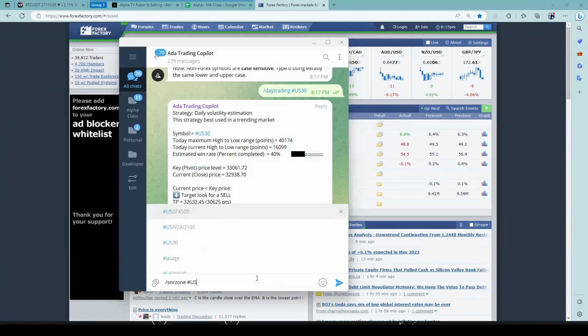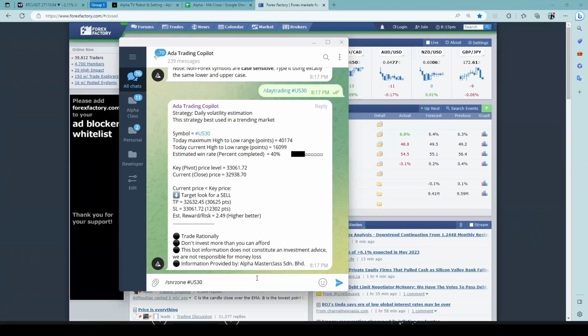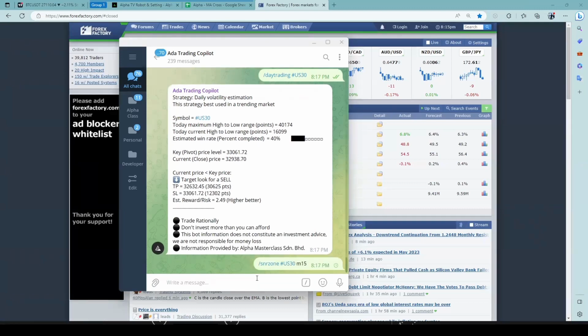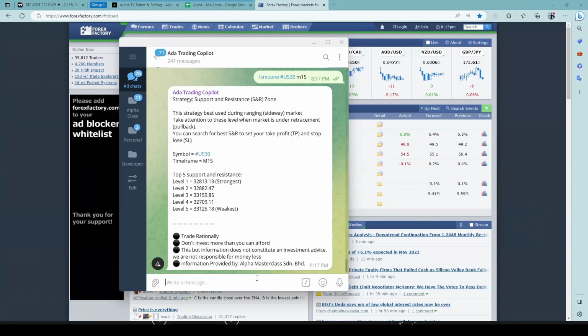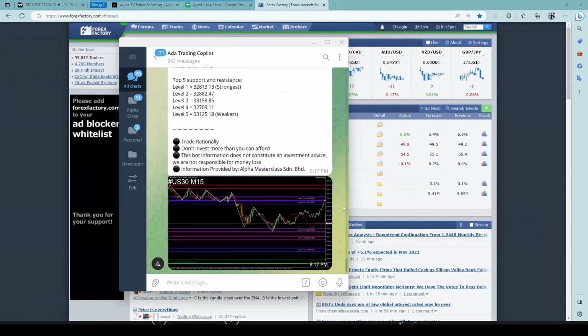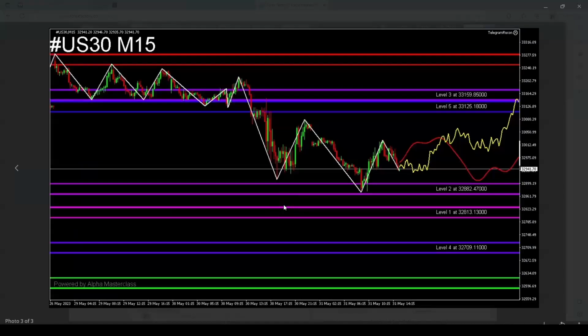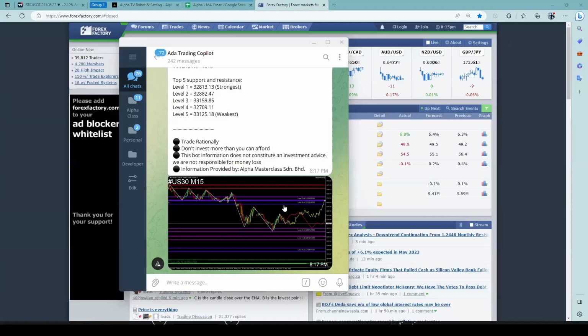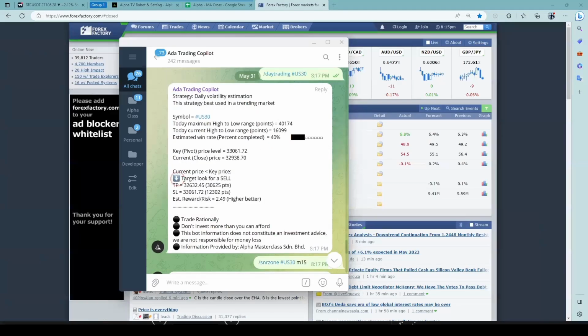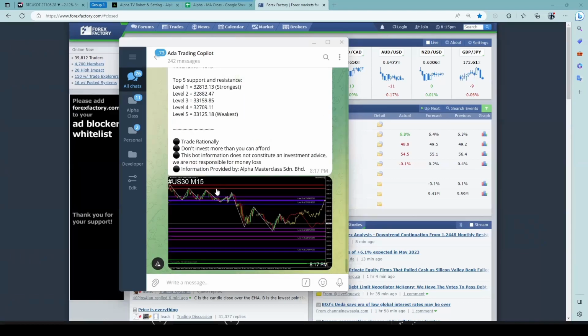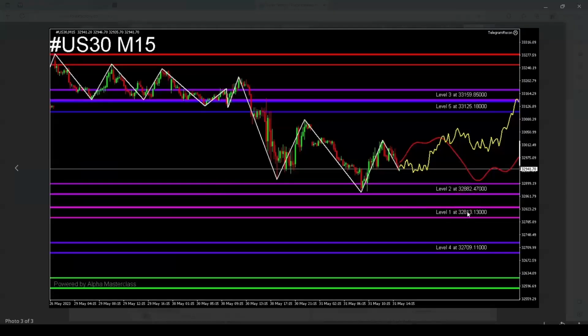Hashtag US 30 and 15. Okay. Then over here you have a better picture. Here it is saying that it's coming down to where? Target 32632, much further down below.